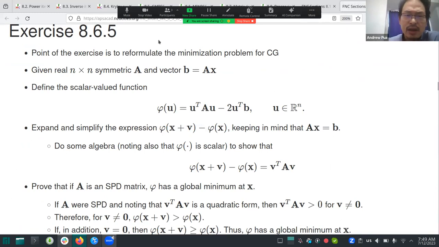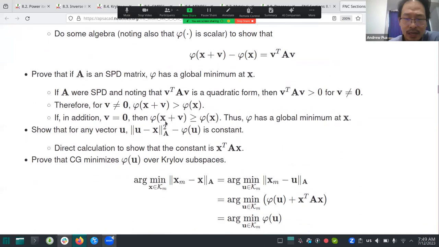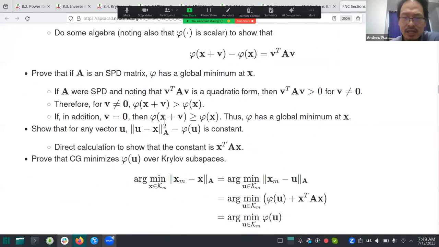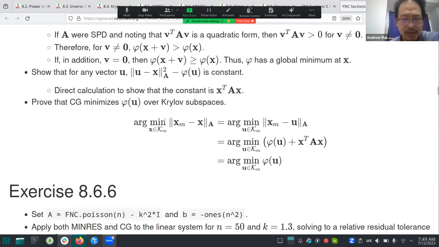The other thing is the theory for the conjugate gradient approach. They don't talk about it very explicitly, but you could find it in exercise 8.6.5. I don't think I'll have time to really go through it, but you can have a look at the theory behind it, and it really is reminiscent of a least squares kind of problem again. Okay, the usual kind of least squares problem. You could have a look, and if you have feedback, please let me know.